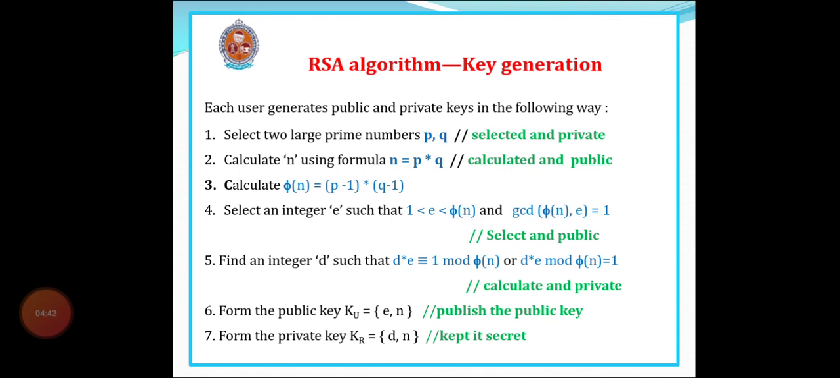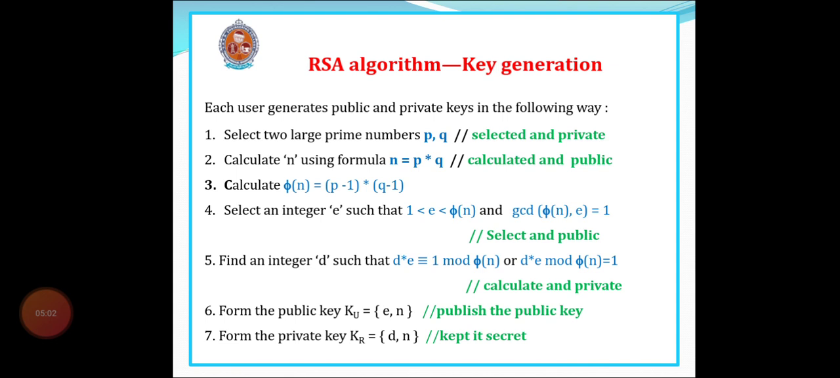Now calculate phi of n. Phi of n equals (p minus 1) times (q minus 1). Now we have to select an integer e such that 1 is less than e, less than phi of n, and GCD of phi of n comma e equals 1. Such a value is selected, and it is made public.